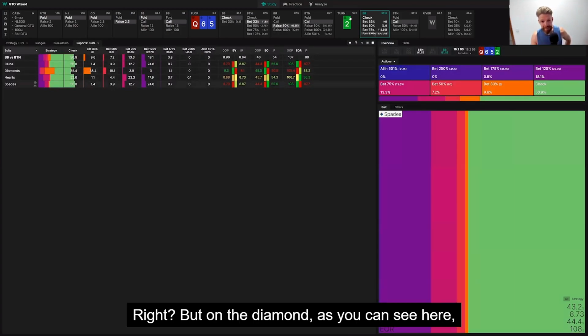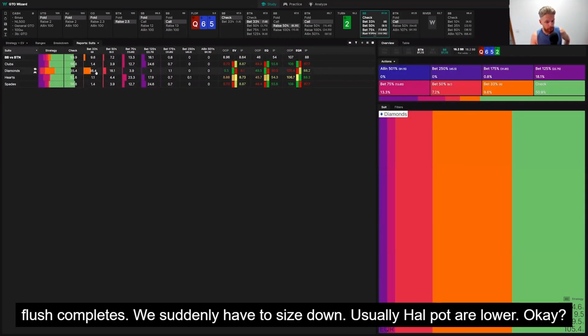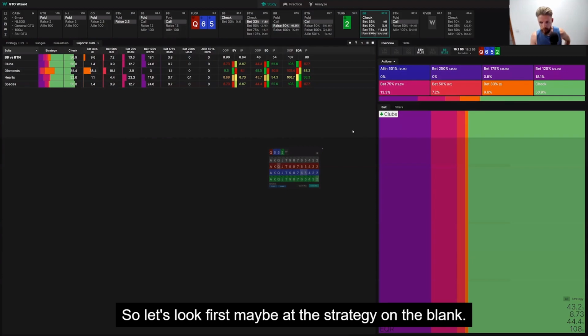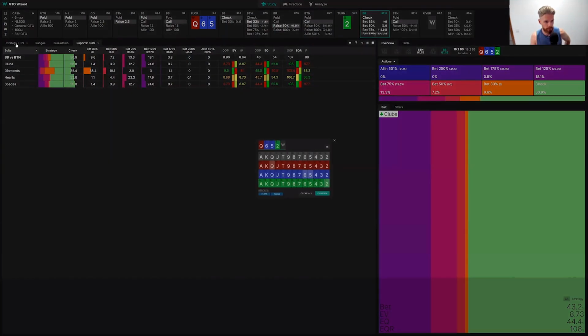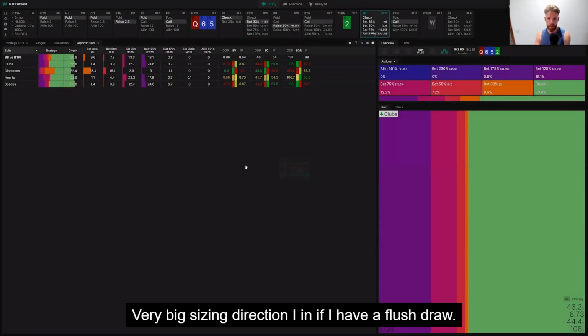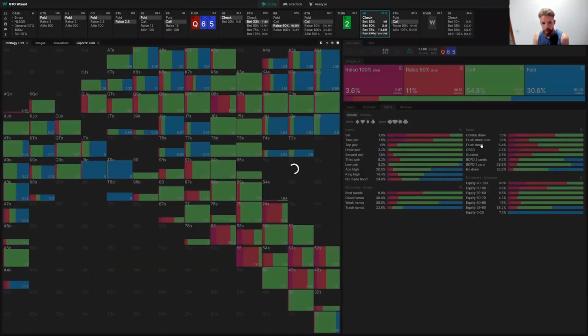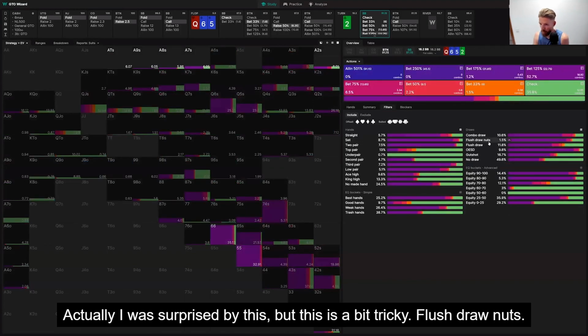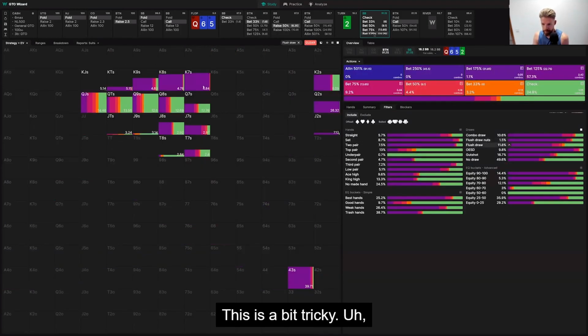But on a diamond, as you can see here, flush completes, we suddenly have to size down, usually half pot or lower, okay? So let's look first maybe at the strategy on a blank. It's going to be, I guess, more common, right? Very big sizing, direction all in. If I have a flush draw, actually I was surprised by this, but this is a bit tricky. Flush draw nuts. This is a bit tricky.